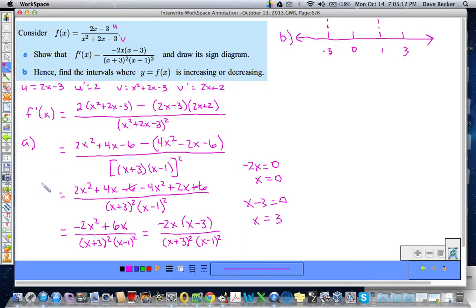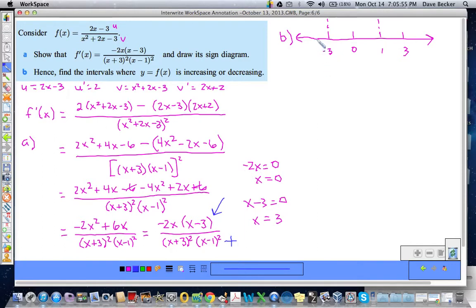Okay, so let's do our test points. And remember, we're testing the derivative. So we're replacing values in the derivative. And we're going to use the simplest form of the derivative, which is right here. Now, remember, sign diagram, we're just concerned about the sign of the derivative. So let's be smart about this. Let's see if we can take any shortcuts. Well, the denominator, each of these terms is squared. So no matter what we choose, the denominator is always going to be positive. So whether the derivative is positive or negative is going to be solely determined by the numerator. And thank goodness, because that's very, very simple to compute here.